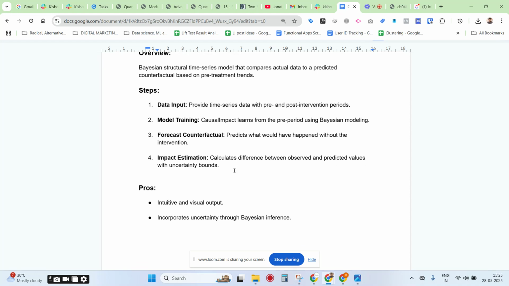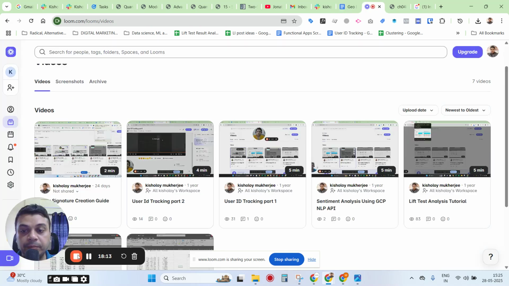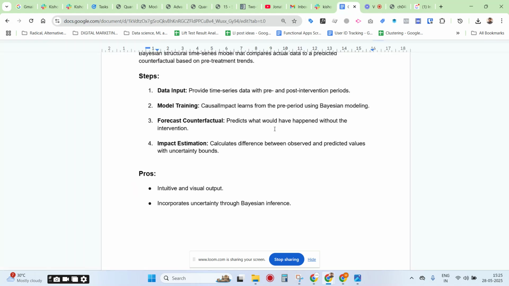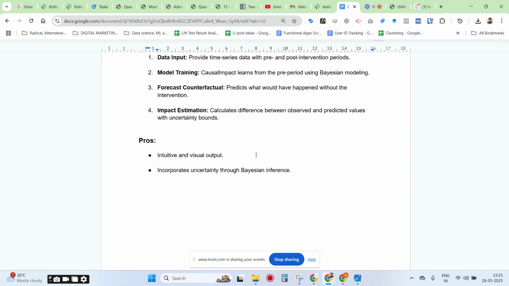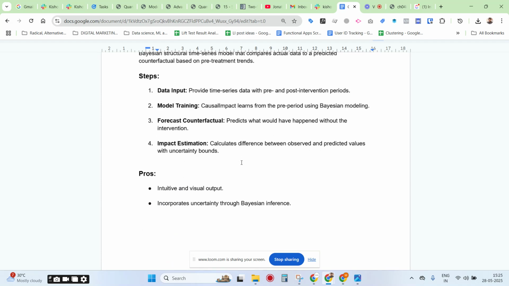This basically learns from the pre-period and then predicts what would have happened without the intervention. So it's trying to understand what the counterfactual would have been. That's the whole idea behind it. Once it understands the counterfactual, it can forecast what would have happened without the intervention. So that difference between the observed and predicted values, within certain uncertainty bounds of course, gives you your causal impact output. There's always going to be a certain level of statistical uncertainty.